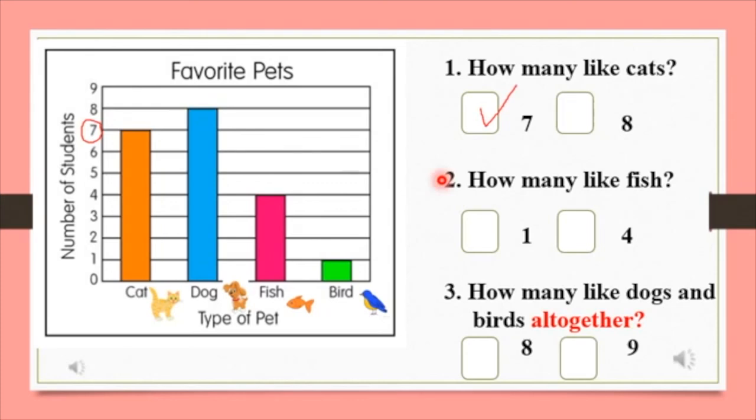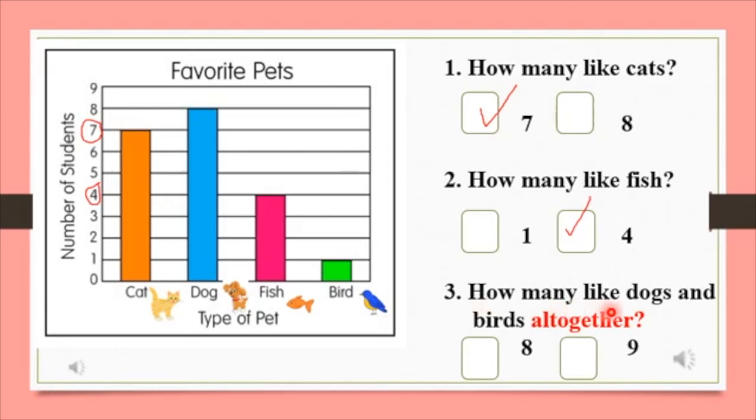Let's go to number 2. How many like fish? Let's see. Here's the fish. Go all the way up. Now move across the line. 4 students like fish. Last one, number 3.